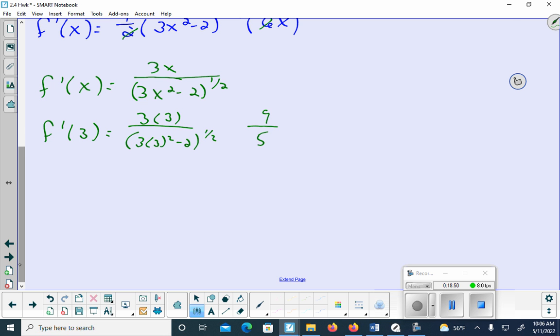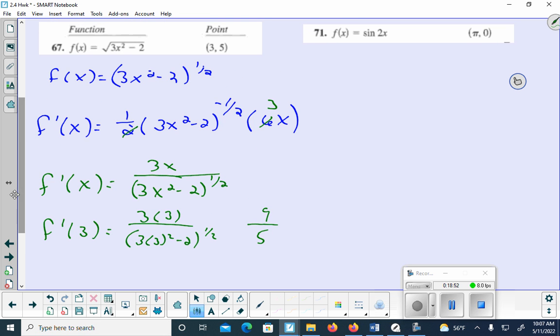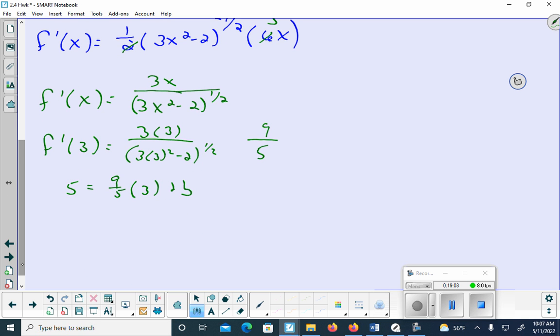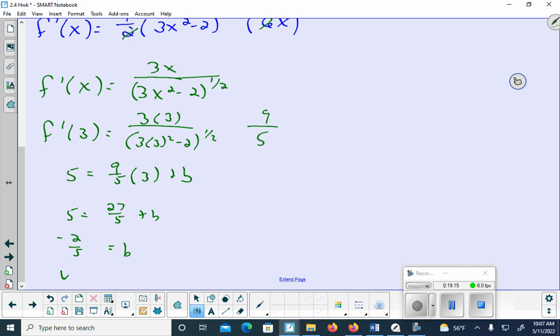I'm a point slope person. Are you slope intercept or point slope? I'm slope intercept. Okay, y, which is 5, is equal to m, which is 9/5, times x, which is 3, plus b. And so 5 is equal to 27/5 plus b. So b is equal to negative 2/5. Did I do mental math right? Oh, good for me. y is equal to my slope, which is 9/5 x minus 2/5.